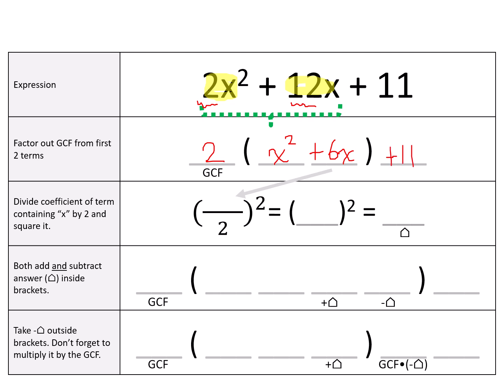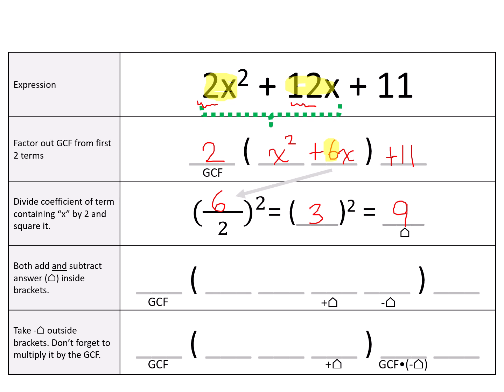The next step is to take the coefficient of the term containing x. You are going to divide it by 2. So 6 divided by 2 is 3. And then 3 to the power of 2 is 9. And we're going to call this number pentagon.